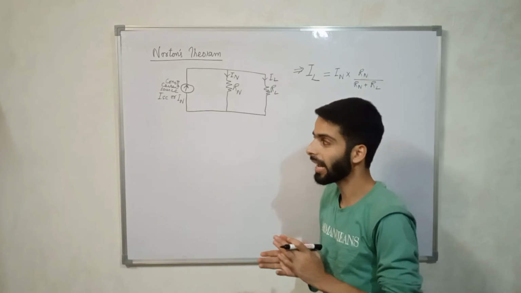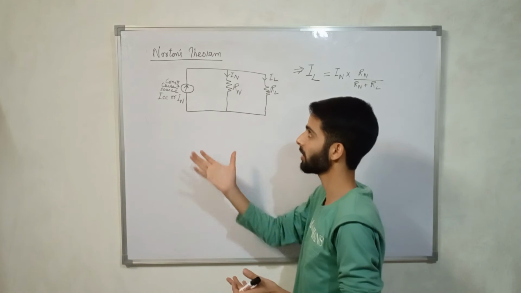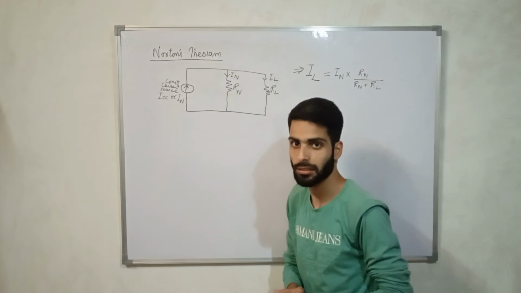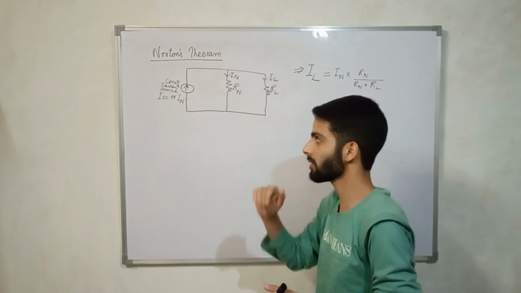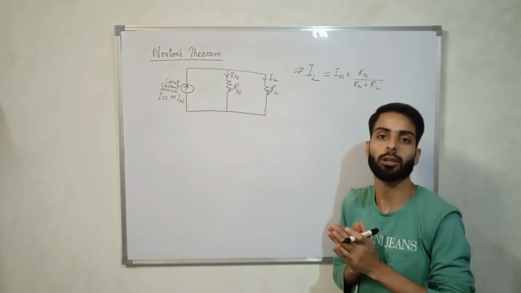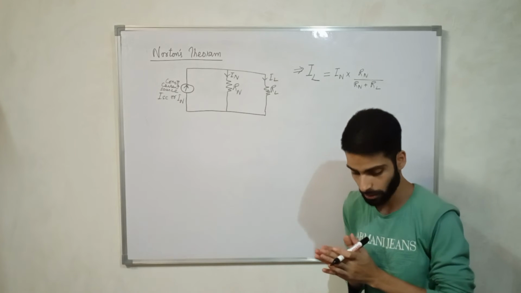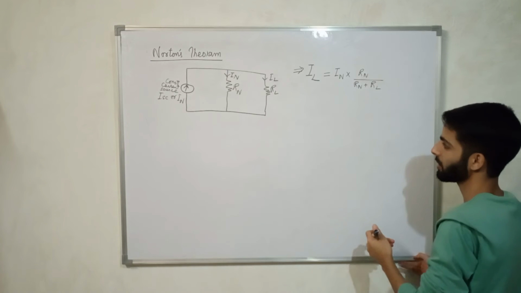So the question here arises that every circuit that we are given will not be in the form of this very basic Norton's circuit. So how shall we reduce that into this circuit and then find those parameters? So we shall do a numerical problem over this. Okay, just a simple diagram we shall make like this.